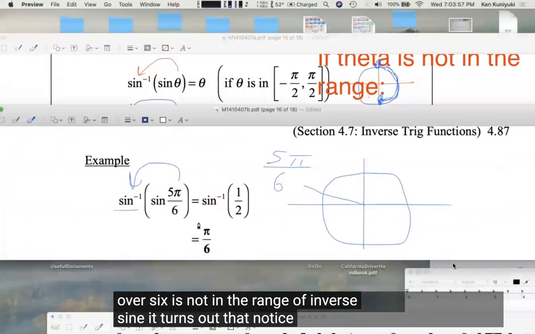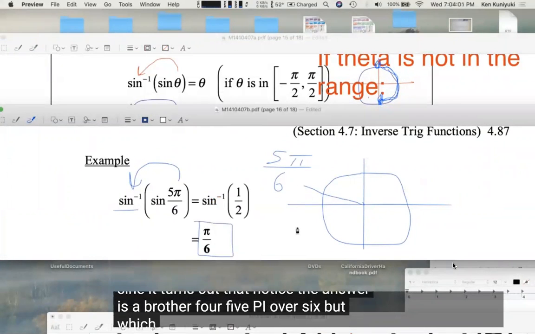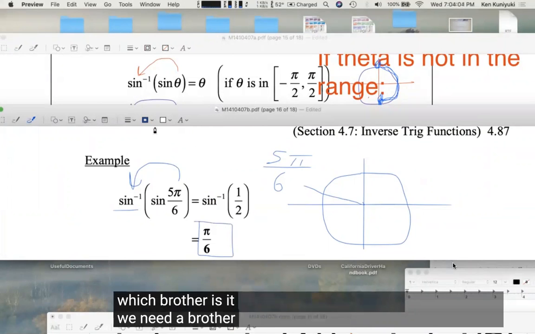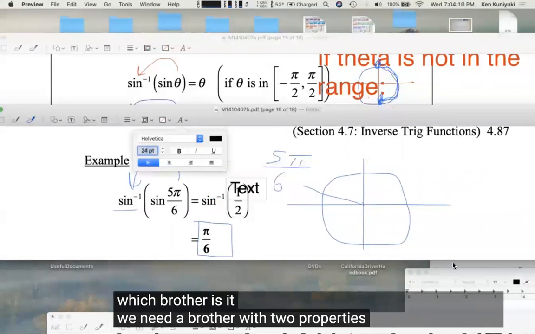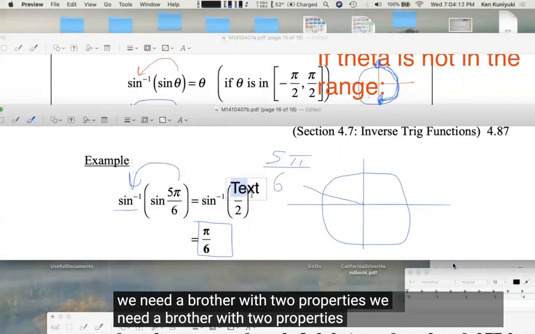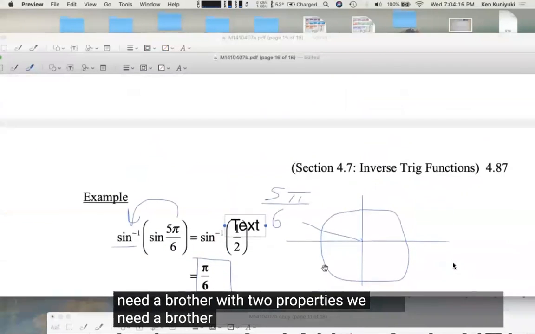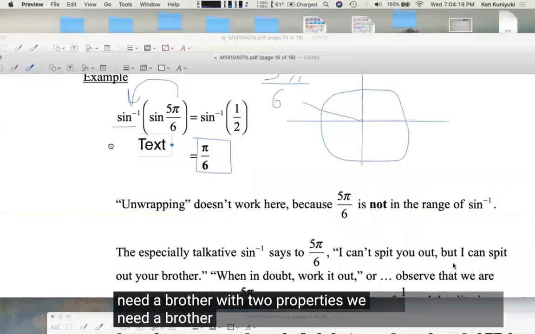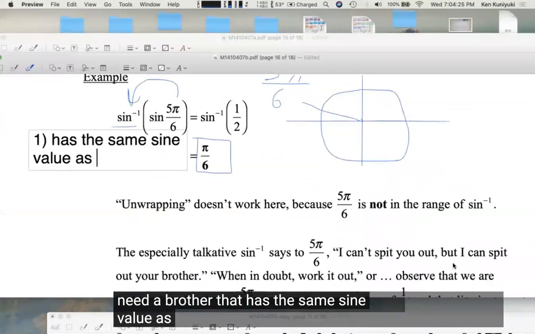It turns out that, notice, the answer is a brother for 5 pi over 6. But which brother is it? We need a brother with two properties. We need a brother that has the same sine value as 5 pi over 6 does.